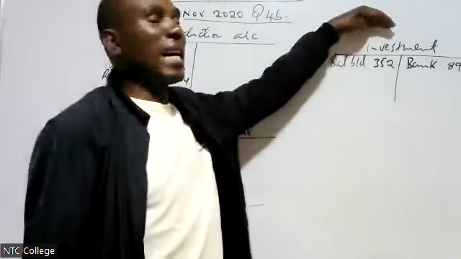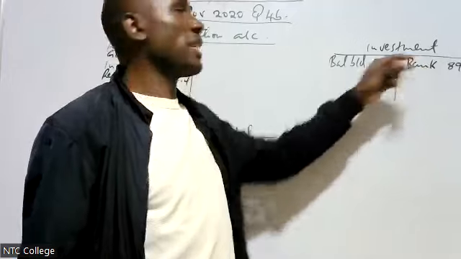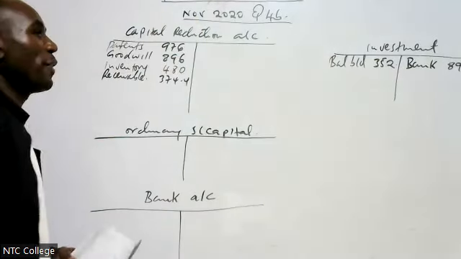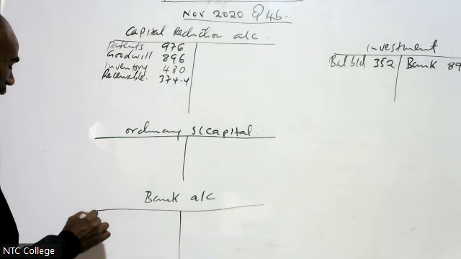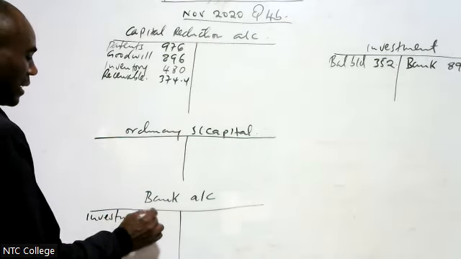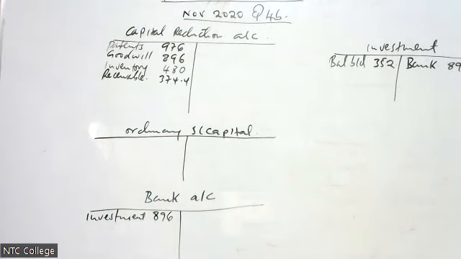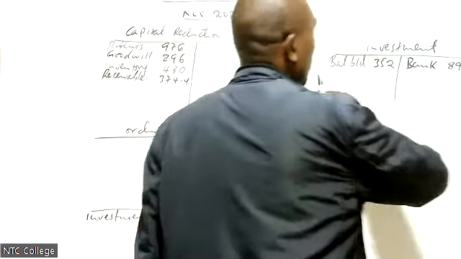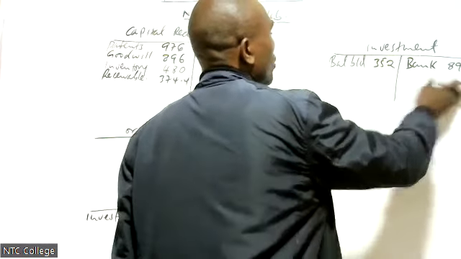Therefore, when you sell an asset, you credit the asset, you debit bank. Therefore, in my bank account, I will say investment. You debit bank, I will say investment, 896. I received money from the sale of investment, 896. But now you can see investment has not balanced.